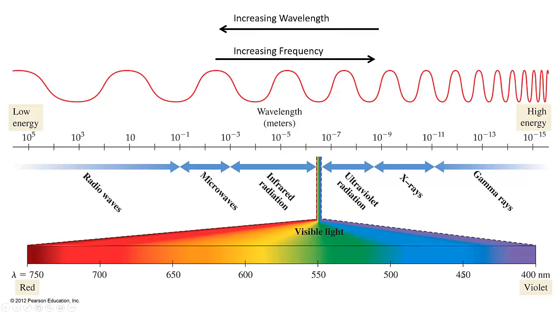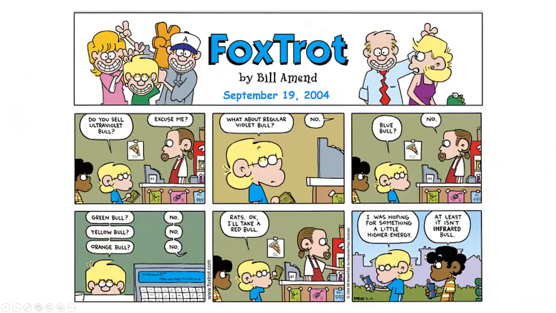Now, I like to think about this purple and the red. How can I keep track as to which one is more energetic? I like this Foxtrot comic. It's fantastic. So he says, do you sell ultraviolet bowl? Excuse me? What about regular violet bowl? No. Blue bowl? No. Green, yellow, orange? No, no, no. Rats. Okay. I'll take a red bowl. And then he tells his friend, I was hoping for something a little higher energy. And then his friend says, at least it is an infrared bowl.